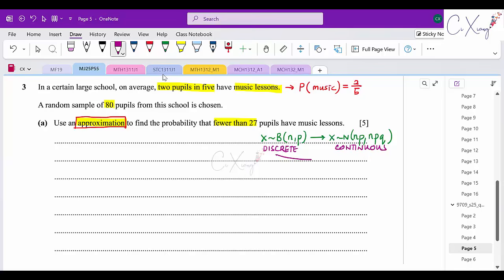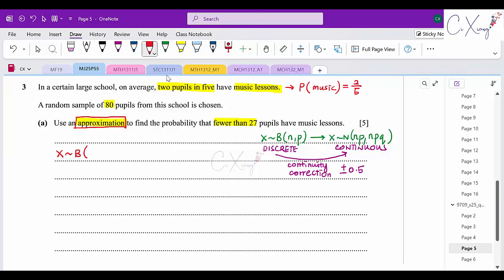Therefore, you have to do some adjustment when you are changing a discrete random variable to a continuous random variable. The adjustment is called continuity correction. Usually the continuity correction value that we take is either plus 0.5 or minus 0.5, depending on the question. Since we already know that this question is originally binomial, let us write out all the parameters first.